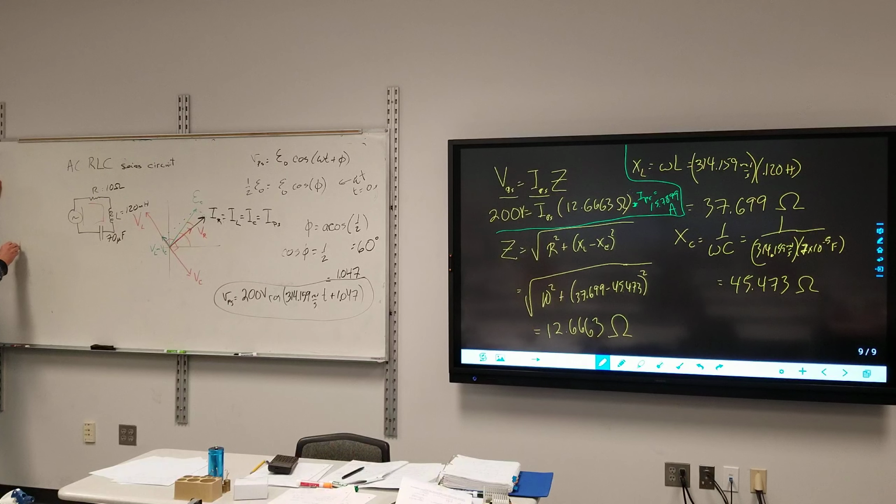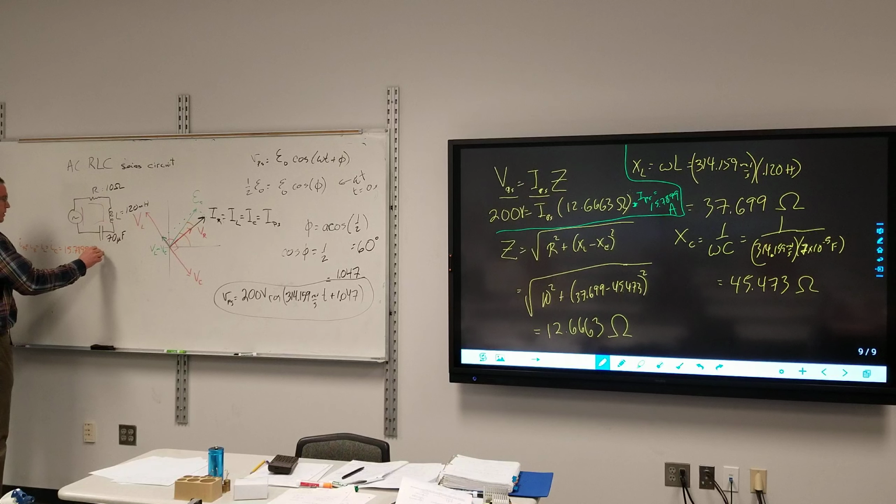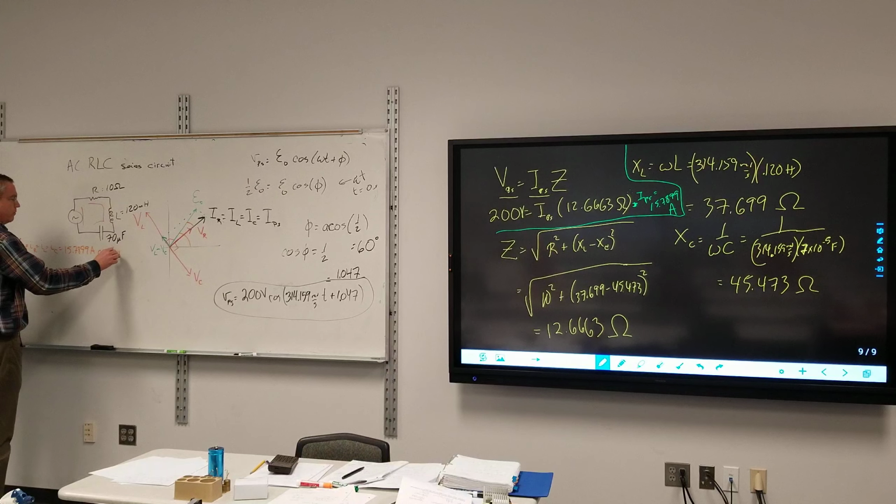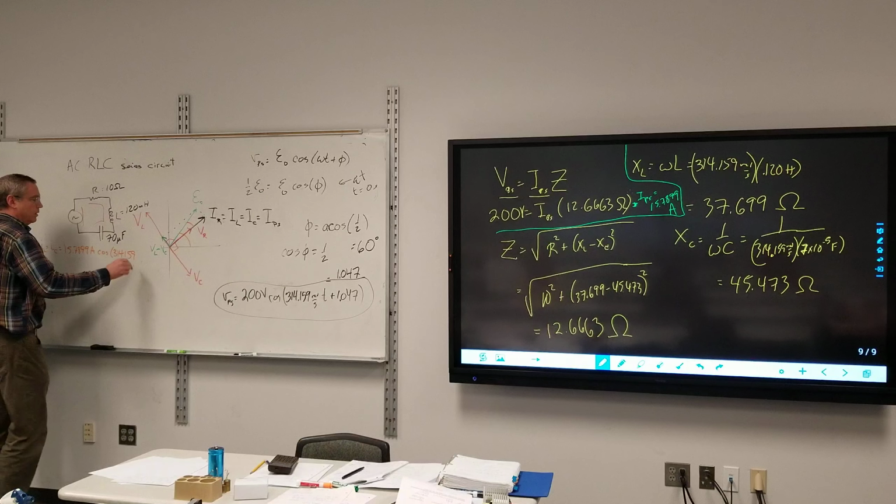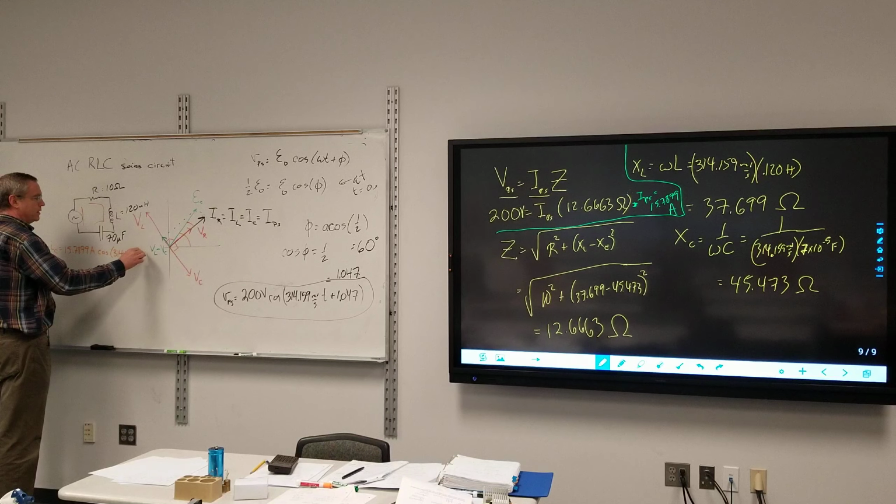So I have the current out of the power supply, which is the current across R, which is the current across L, which is the current across C, is equal to my amplitude of 15.7899 amperes times the cosine of 314.159 radians per second times time.